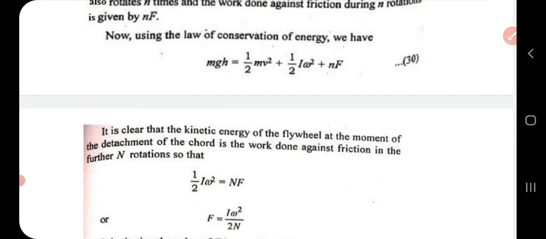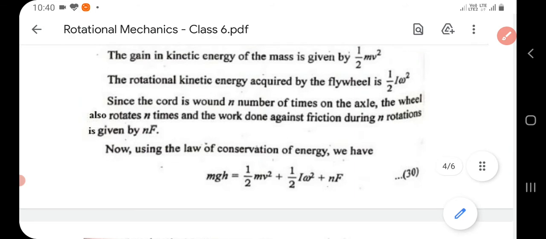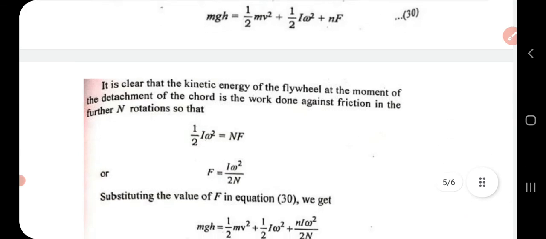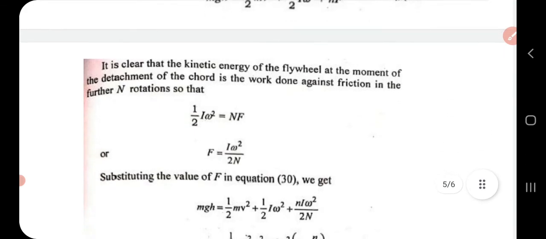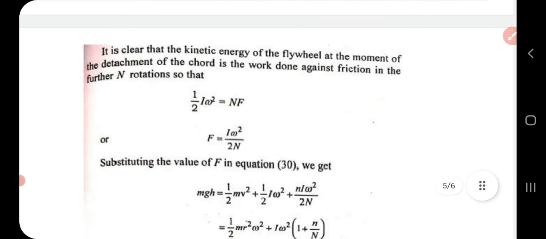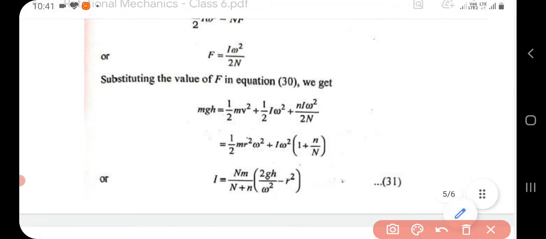Now it is clear that the kinetic energy acquired by the flywheel at the moment it detaches from the cord will be equal to the work done against friction. That is, half I omega square, the rotational kinetic energy acquired by the flywheel, equals the work done against friction. So half I omega square equals nF. From there you can find capital F. Now substitute the value of capital F in equation 30, and it will reduce to this.